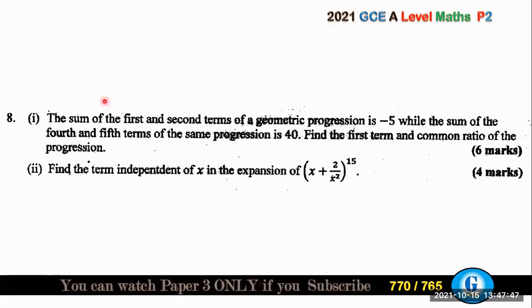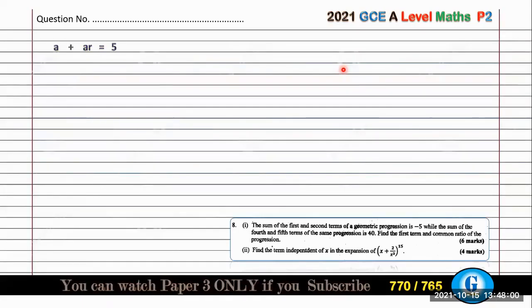So you have been told that the sum of the first two terms is -5. You know, the first term is a, the second term is ar. So we have a plus ar to be equal to -5. And we have been told that the sum of the fourth and fifth terms of the same progression is 40. The fourth term is ar to the power 3, as you know, right? And the fifth term is ar to the power 4, and this is equal to 40.